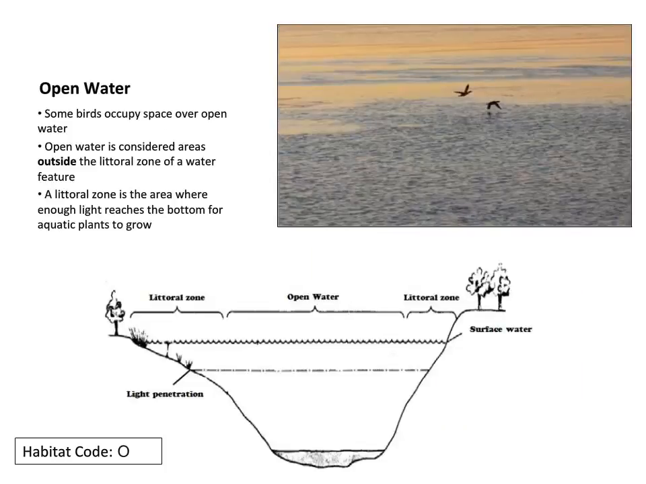Open water is water where it's too deep for plants to grow on the bottom because light can't penetrate to the bottom. So you're not going to find emergent plants, submergent plants, or floating plants in these areas. These areas are refuge for a lot of migratory birds, such as ducks and geese and swans. You'll also have a lot of divers, such as loons, that would occupy these areas.